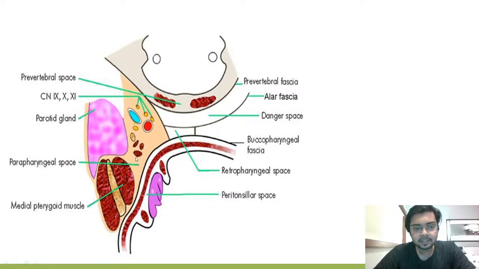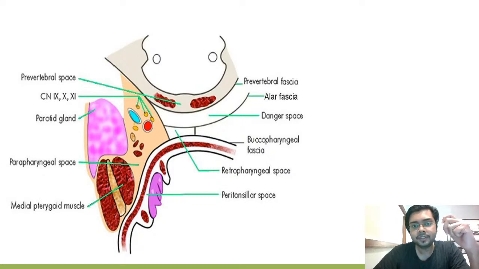If there is inflammation in this parapharyngeal space, it will again push the tonsil medially. But as the infection is not related to the tonsils, it will not be congested, red, or angry looking. Here also the tonsils would be pushed, but not due to infection in the peritonsillar space, but due to infection in the parapharyngeal space. So you need to see the clinical picture and examine the oral cavity to differentiate between both of them. Now what about prevertebral abscess and retropharyngeal abscess?